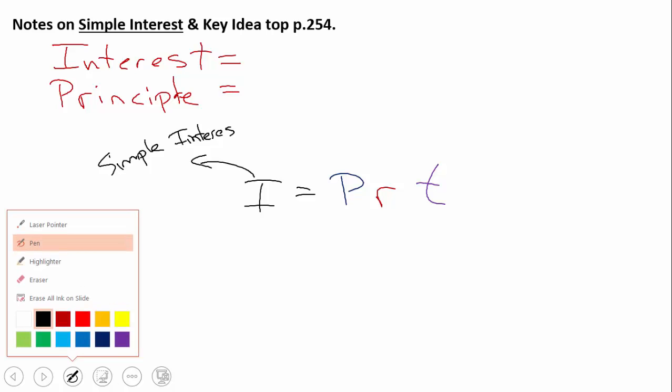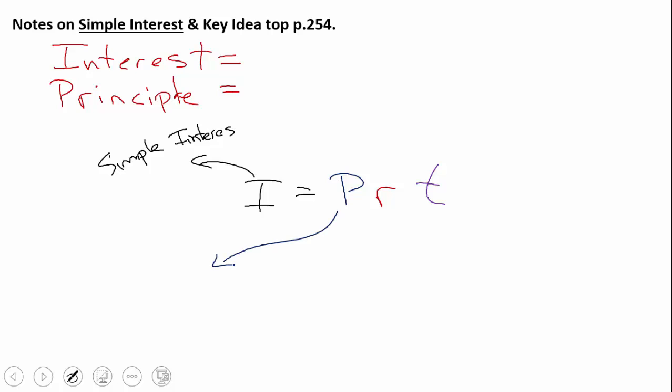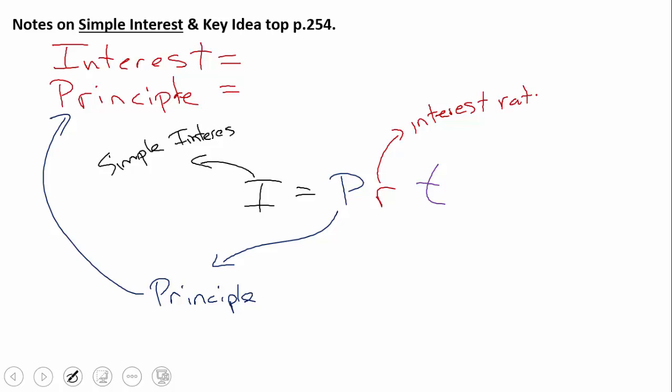We have P, which is the principal, again, the amount of money that you either borrow or the amount of money that you deposit into an account. And then we have our interest rate. Interest rate is always in percent, but we have to use it as a decimal. When you want to do math with a percent, you have to change it to a decimal.